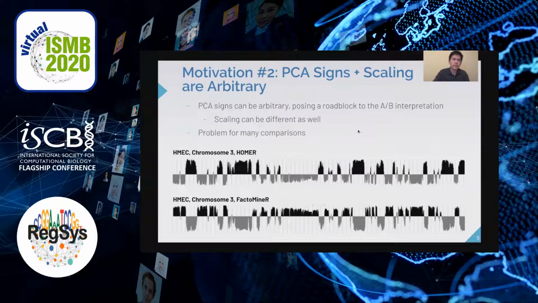So for example, for signs, we see that in this particular example the signs can change between programming language and between cell line, posing an obvious roadblock to A/B interpretation. And the scaling also tends to vary as well. While this might not be a problem for pairwise comparisons or comparisons between small numbers of cell lines, it does become a problem when we want to take many different comparisons, 10, 15 cell lines. It can quickly become a very confusing factor.